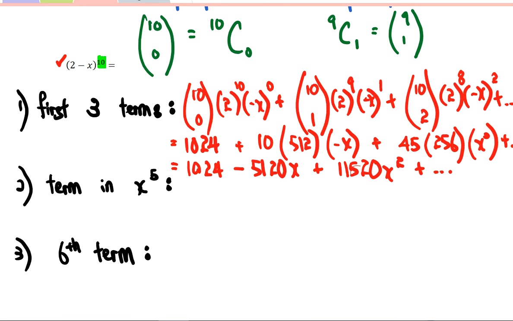Now let me get the second part. Interestingly, the second part only wants the term in x to the power of 5, meaning I only need one set of brackets, and I'm going to do that right now.